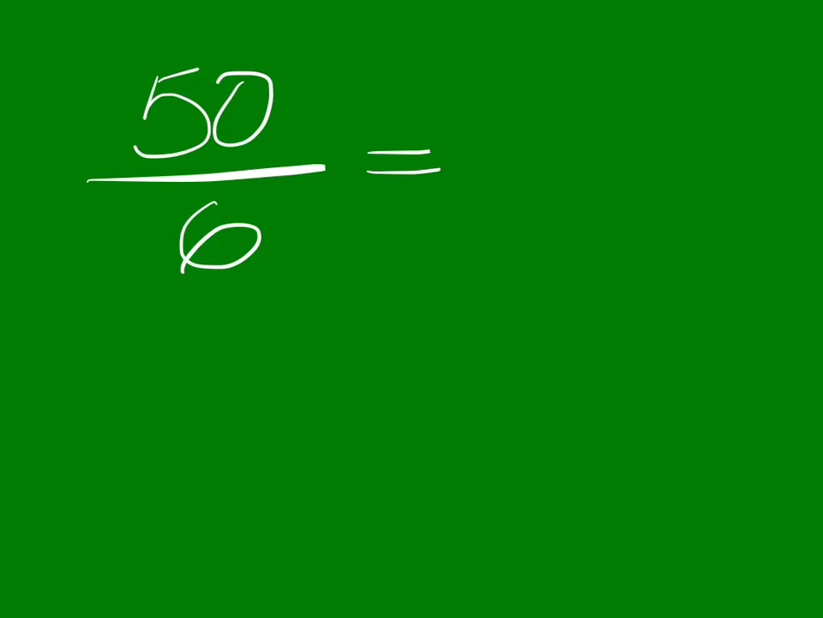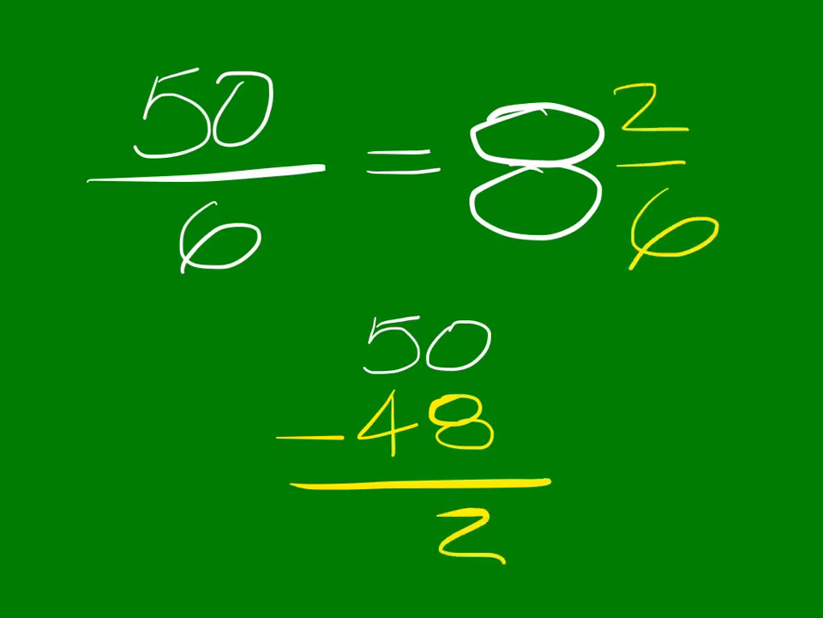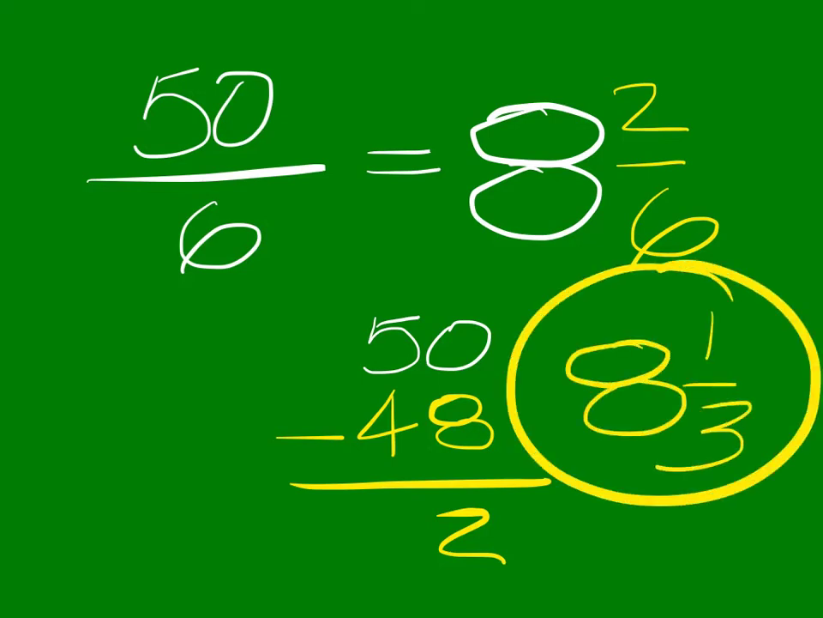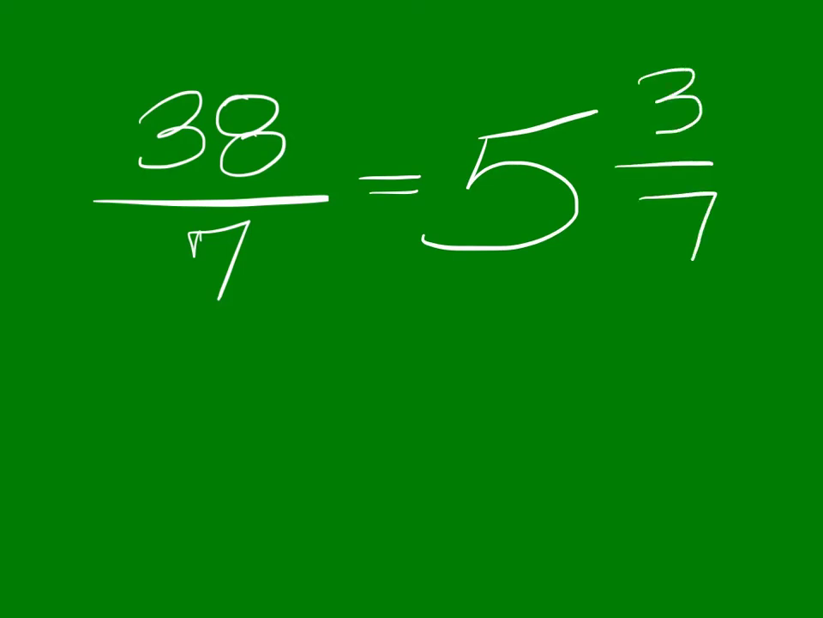How many times does 6 go into 50 without going over? 8 times. So we start with 50, and now we multiply the 6 by the 8 to come up with 48, and subtract to get 2. 2 over 6. But you've got to reduce the 2 over 6. 2 over 6 reduces to 1 over 3. Seven goes into 38 5 times with 3 left over. 5 3/7.